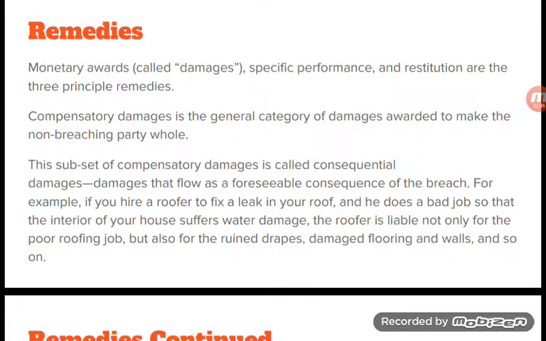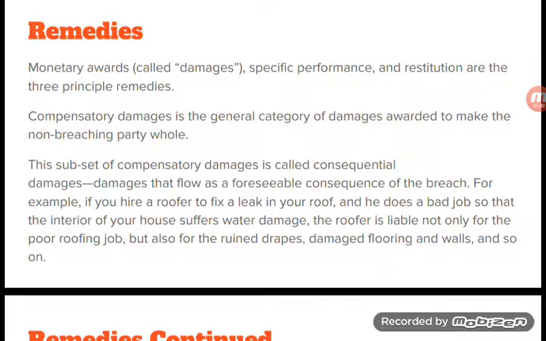Remedies. So we have one side that has breached the contract. How do we redress the other side? Monetary awards, called damages. Monetary awards is going to be money. Specific performance is going to be requiring a party to do a specific action. And restitution, making the other party whole, are three principles in remedies.